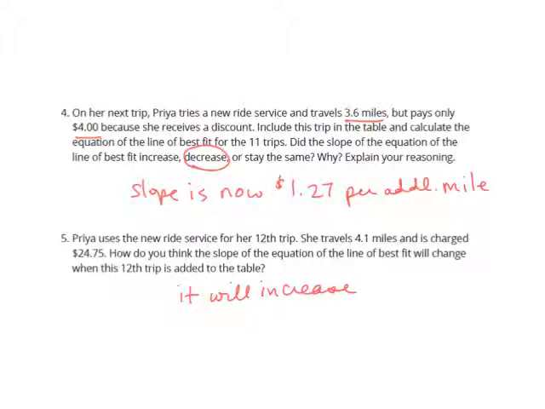Okay, in question 5, you're adding a 12th point. So this point is the ordered pair 4.1 miles for $24.75. So how do you think the slope of the equation of this line of best fit will change? It will increase greatly because $24.75 is really expensive for 4.1 miles.